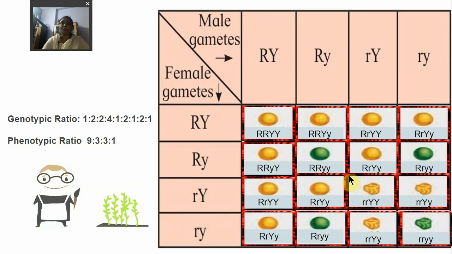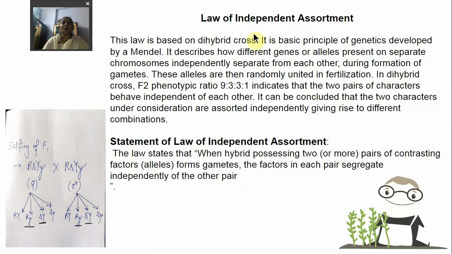Then he performed many dihybrid crosses and found the same results. By observing these crosses, he postulated the third law, that is the law of independent assortment. According to this law, when an F1 hybrid possessing two pairs of contrasting factors undergoes the formation of gametes, the factors assort independently.